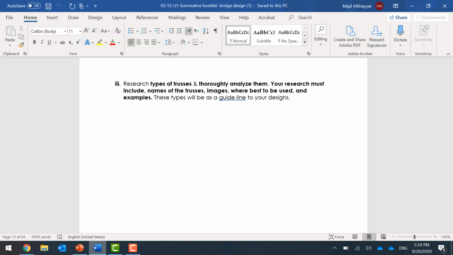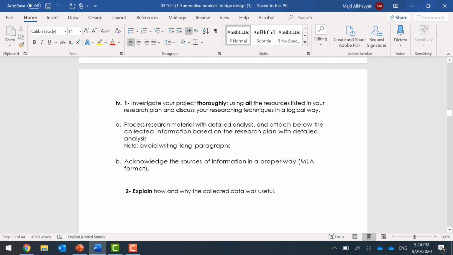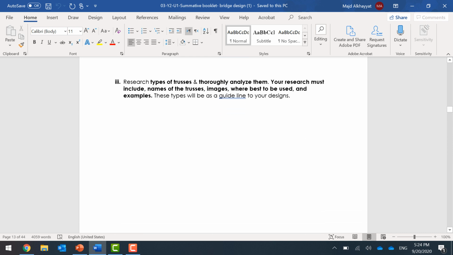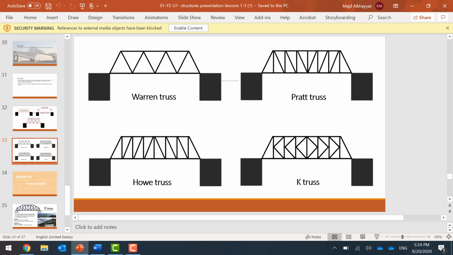Now, the homework will be strand III and strand IV from Criterion A, our summative booklet. Strand III, you will be asked to research types of trusses and thoroughly analyze them. Your research must include names of the trusses. It means that you need to identify which truss. Is it Warren? Is it K truss? Is it Pratt truss? And please note that there are many more types of trusses online that you can research about.